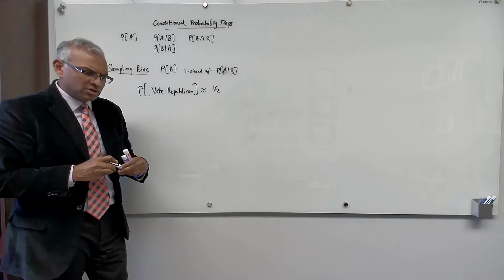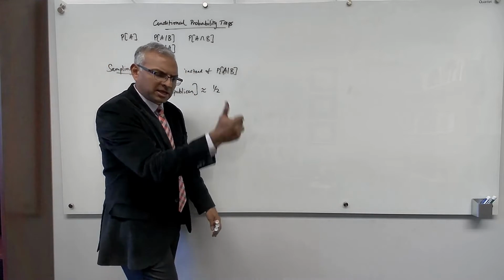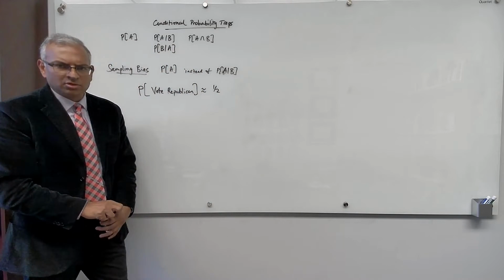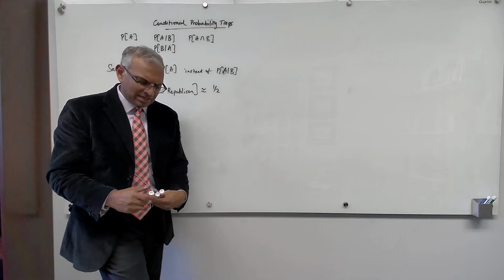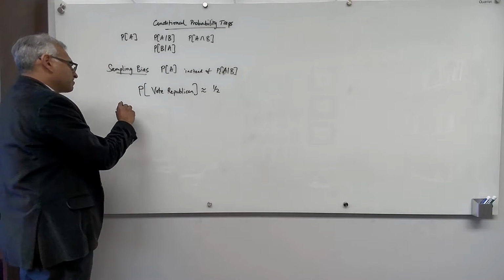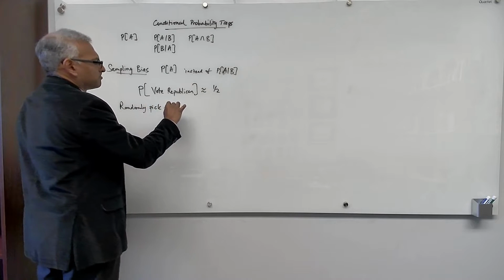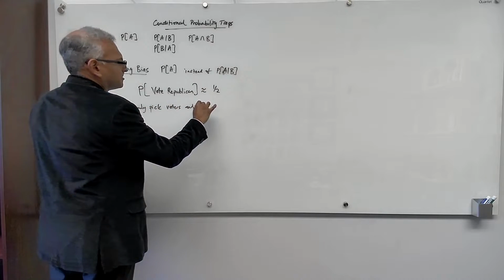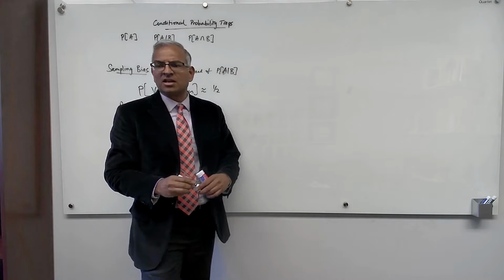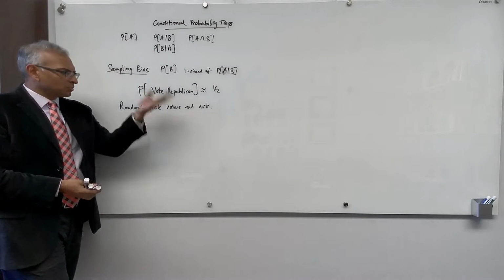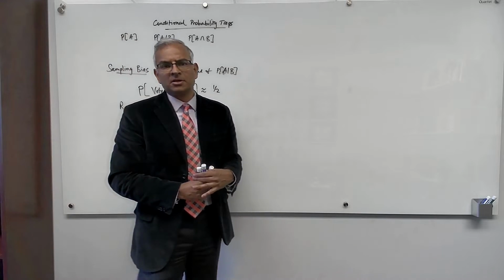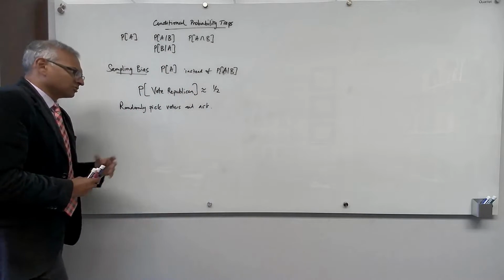So what you're going to do is this experiment. You're going to randomly pick a voter, ask them who they are going to vote for, and keep doing this many times. Randomly pick voters and ask. You should find that approximately half of the people you picked will say they voted Republican. But now when you do this experiment, how do you actually implement it?